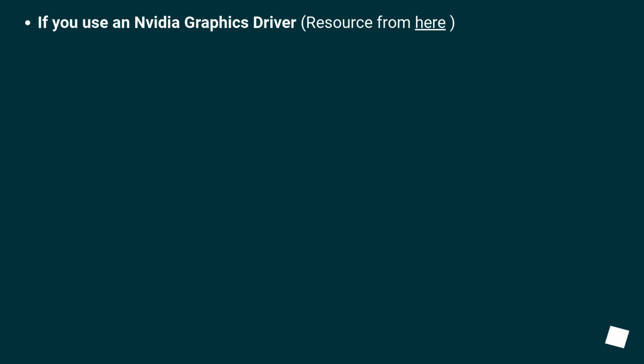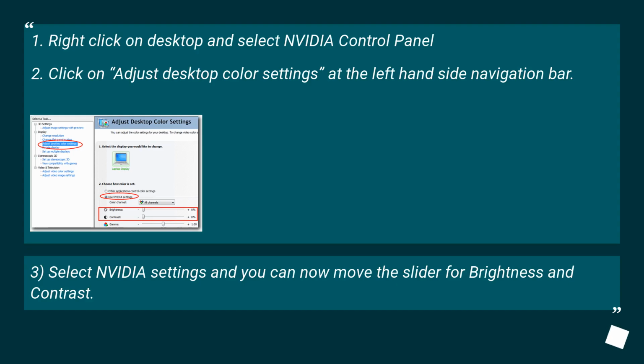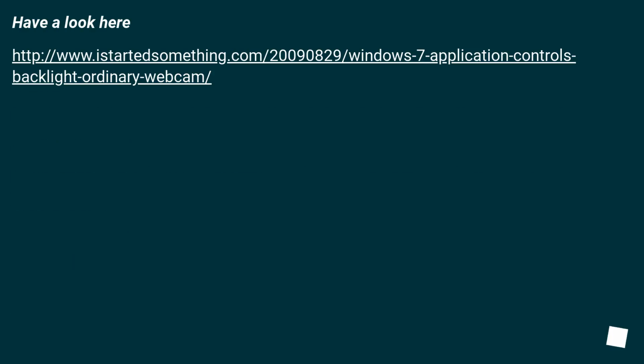If you use an NVIDIA graphics driver, resource from here. Right-click on Desktop and select NVIDIA Control Panel. Click on Adjust Desktop Color Settings at the left-hand side navigation bar. Select NVIDIA Settings and you can now move the slider for brightness and contrast. Have a look here. This URL.